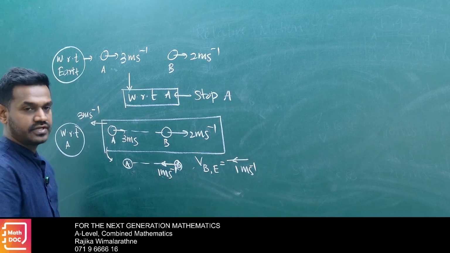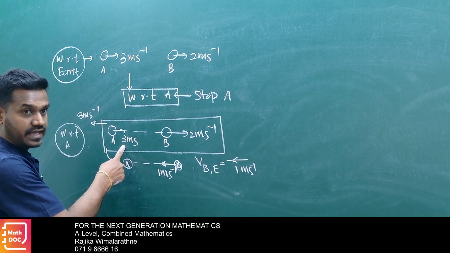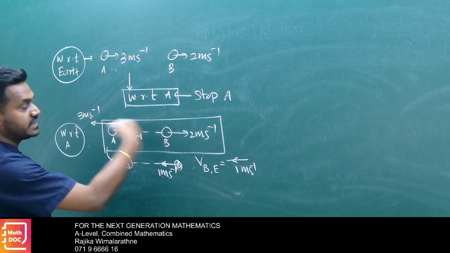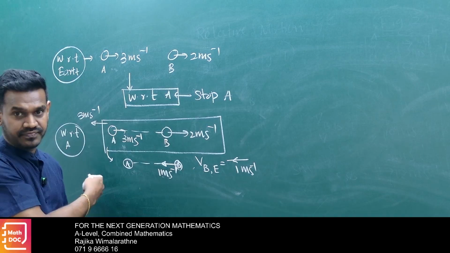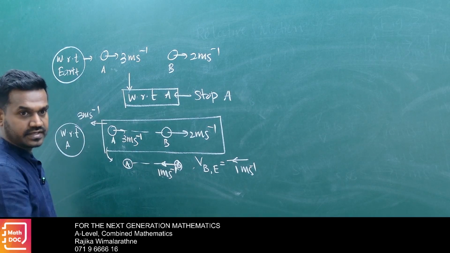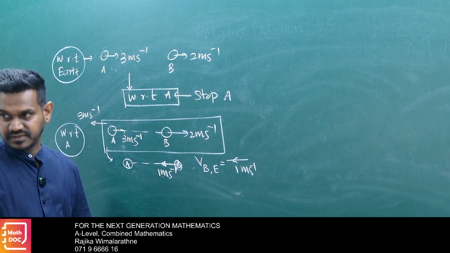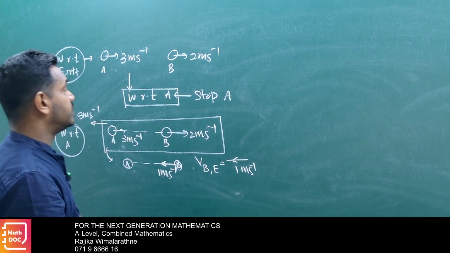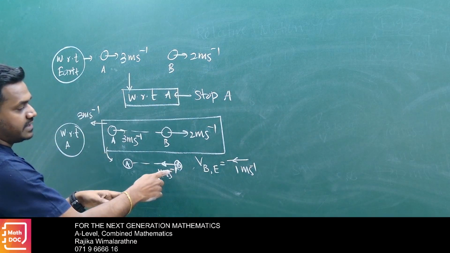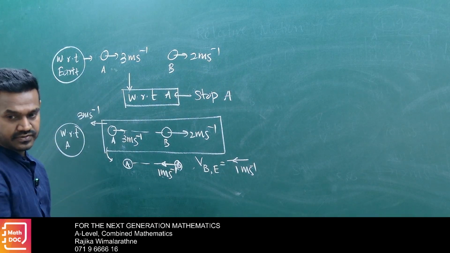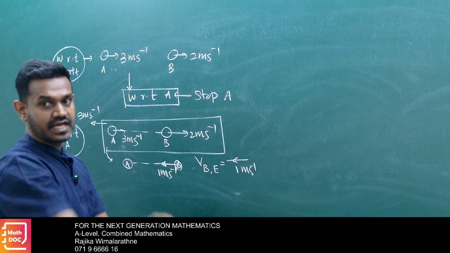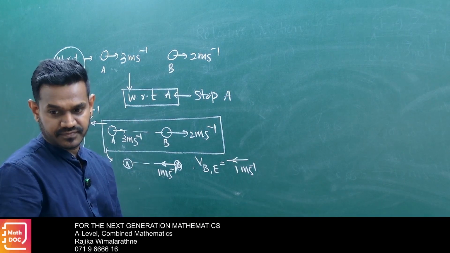You have to stop this A. Therefore, to cancel this 3 meters per second, give the full system 3 meters per second in the opposite direction. Then this becomes 0, this becomes 1. That is relative velocity. That is simple theory. For same direction motion, we get the velocity difference as the relative velocity.